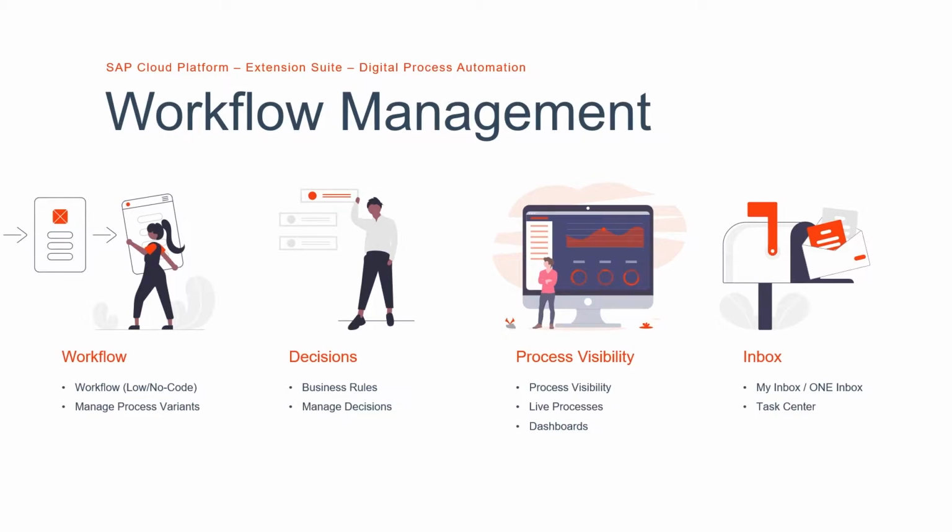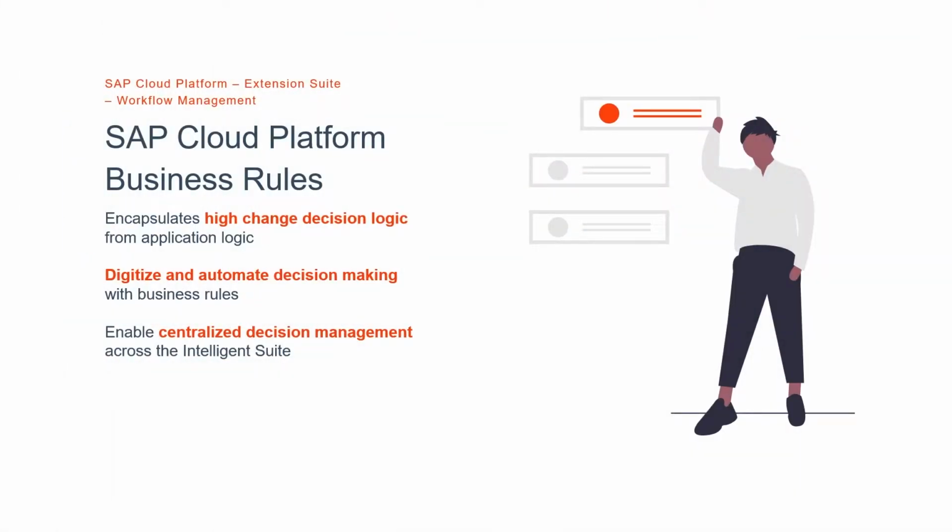Then we've got the area of decisions. Decisions is really SAP Cloud Platform business rules, where you're basically managing enterprise-wide rules and vocabulary. And then you've got the process visibility, which is showing you the KPIs or the current live process status of the different workflows. SAP Cloud Platform business rules is all about flexibility to adapt to new requirements. So it's about tailoring business processes to the business needs and supporting new business model innovations through the change of decision logic. If you're reading the slides, it's talking about high change decision logic.